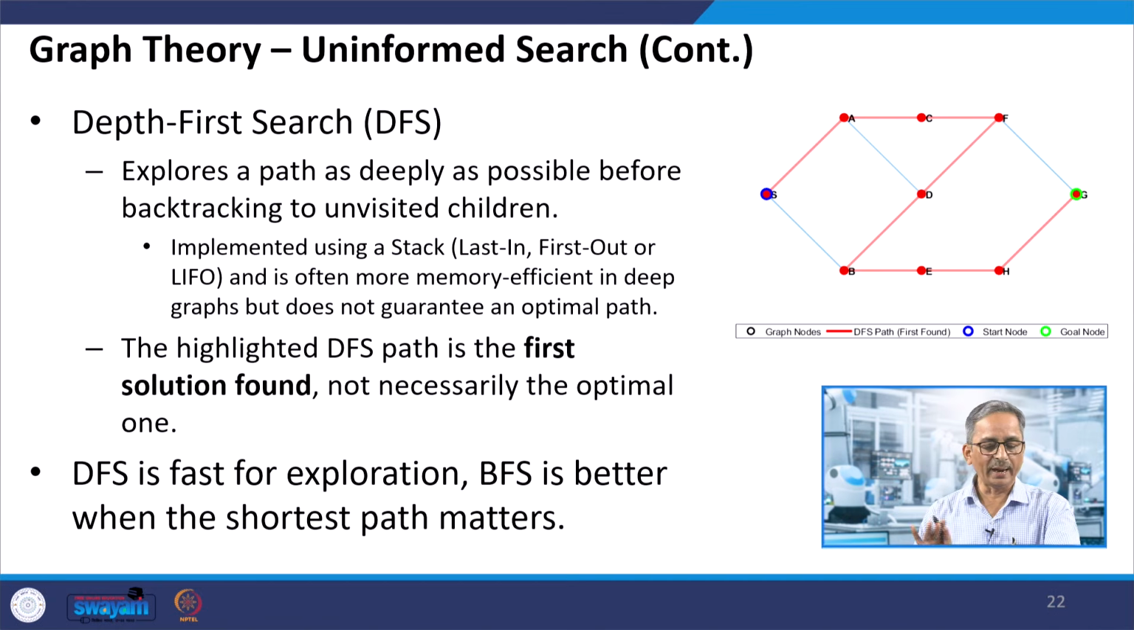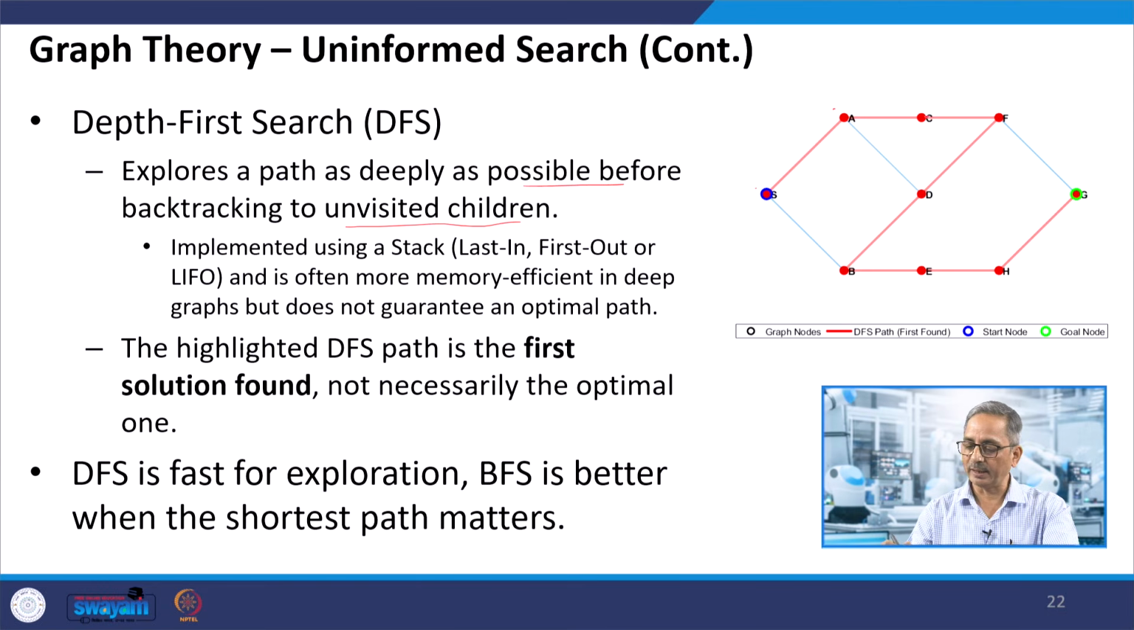Likewise, we can define the depth first search, and the depth first search explores a path as deeply as possible before backtracking to unvisited children. In this figure, from S, say we are going to A, then it will explore: is there a connection with B? No. Is there a connection with C? Yes. So it will follow the path to C.